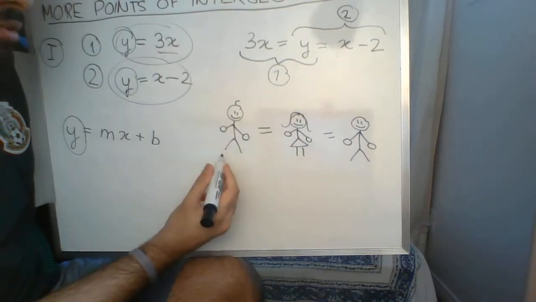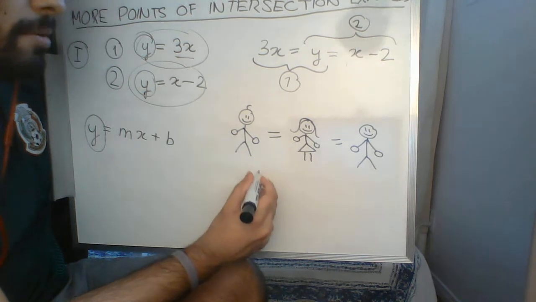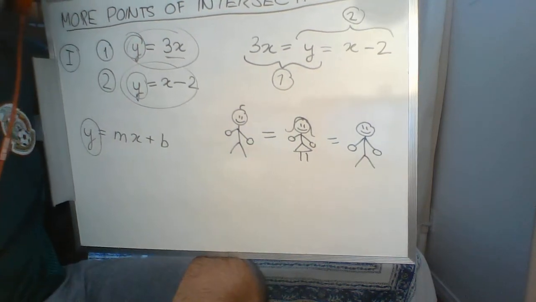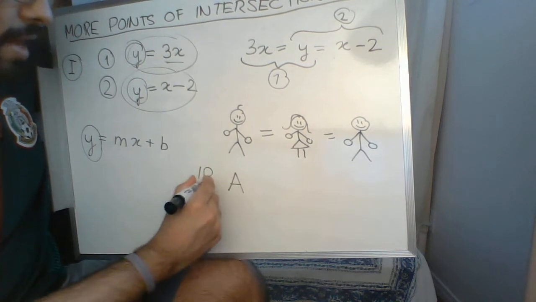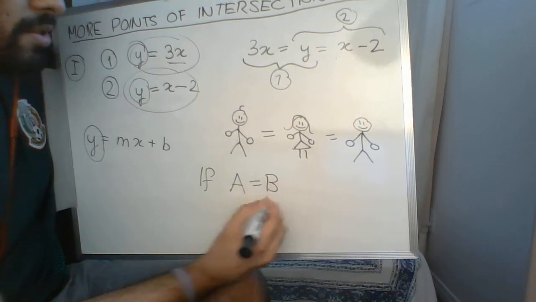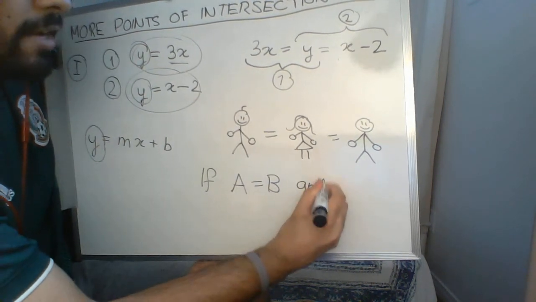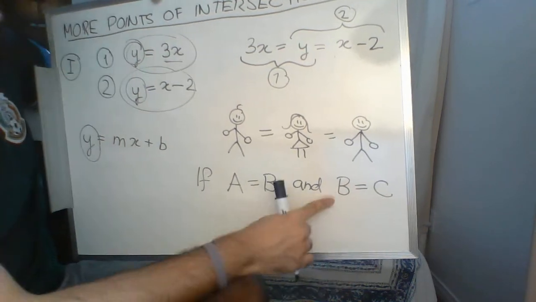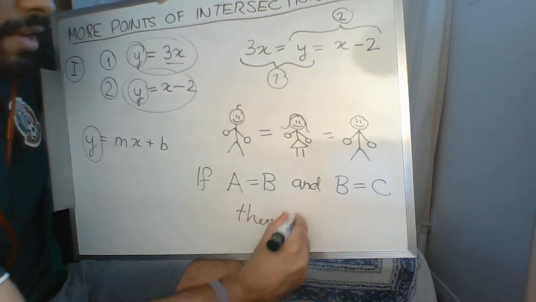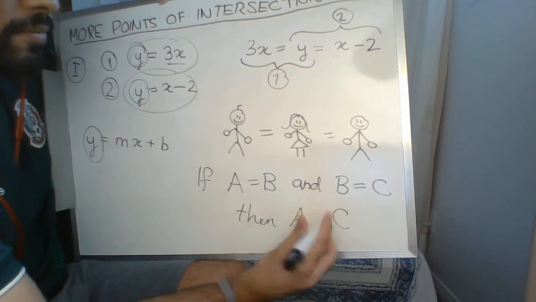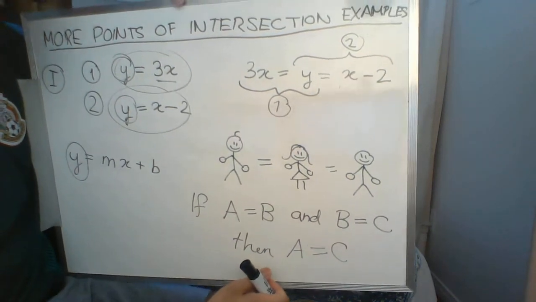All right, so if I say the number of cookies I have is equal to Miss Fiona's, and Miss Fiona's is equal to Mr. Austin's, that means that my number of cookies is also equal to Mr. Austin's number of cookies, right? The mathematical way you would write this is if A is equal to B, so A would be the number of cookies I have, B would be the number of cookies Miss Fiona has, and B is equal to C, so C is the number of cookies Mr. Austin has, then A is also equal to C. So that means the number of cookies I have is the same as the number of cookies that Mr. Austin has. Does that make sense?